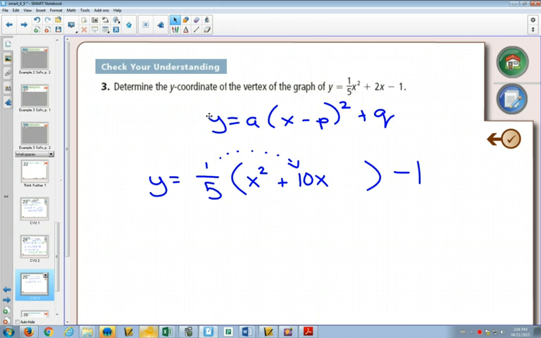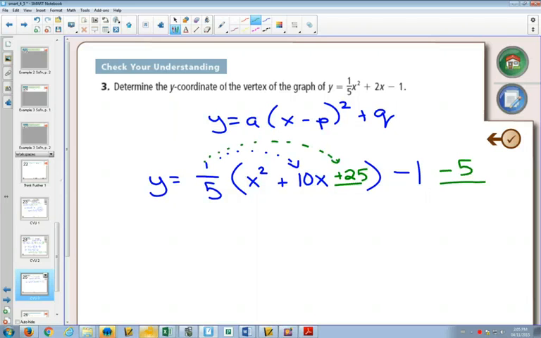Now we can draw our spaces here. The nice thing with the 10 is we won't get fractions for our spaces, because 10 divided by 2 is 5, and 5 squared is plus 25. What do I have to do to compensate? I'm going to have to subtract how much? Subtract 5. Why? Because this 1/5 would hit that 25, which would mean I've actually only added 5. So to compensate, I'd have to subtract 5.